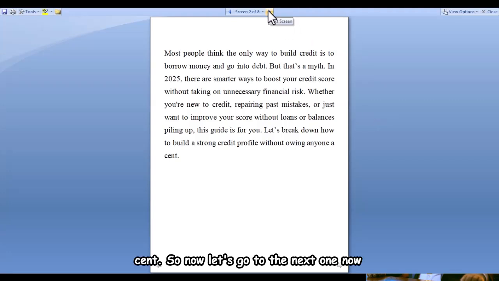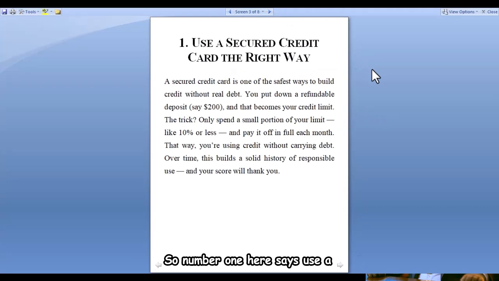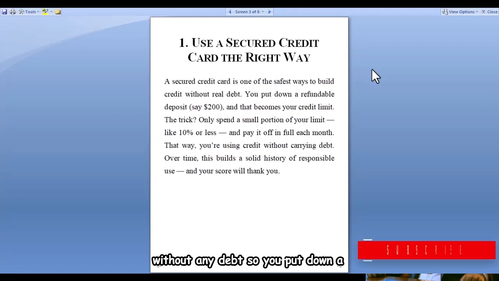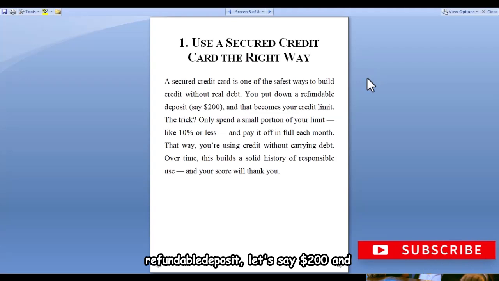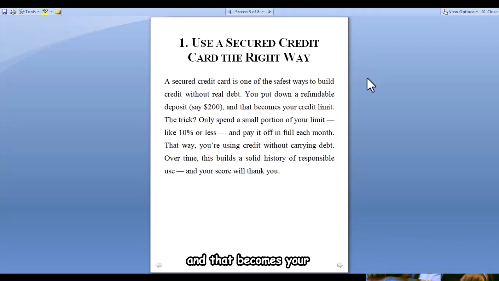Now let's go to the next one. Number one says use a secured credit card the right way. A secured credit card is one of the safest ways to build credit without any debt. You put down a refundable deposit, let's say $200, and that becomes your credit limit.